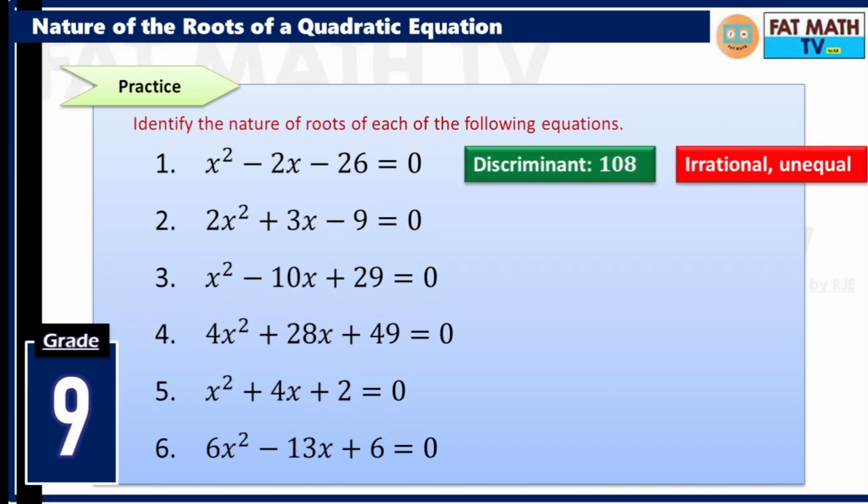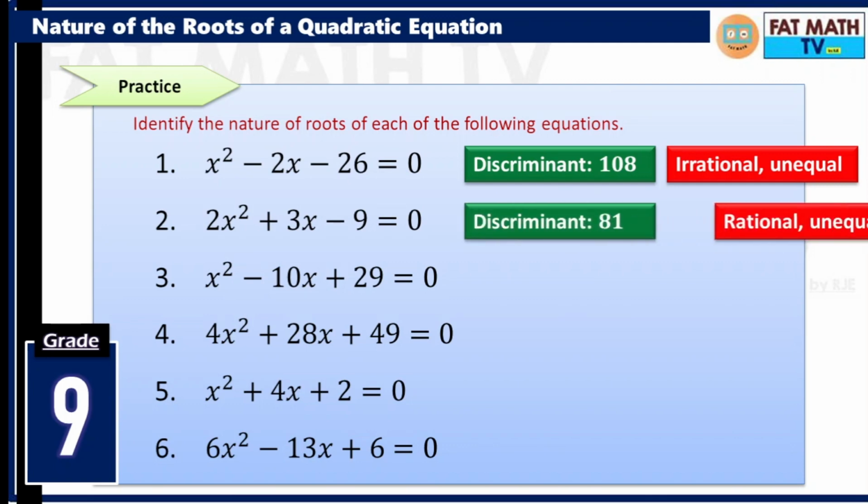Number 1, the discriminant is 108. That's positive but not a perfect square. So the nature of roots: irrational, unequal. Number 2, the discriminant is 81. That is positive and is a perfect square. 81 is 9 times 9. Therefore, the roots are rational and unequal.